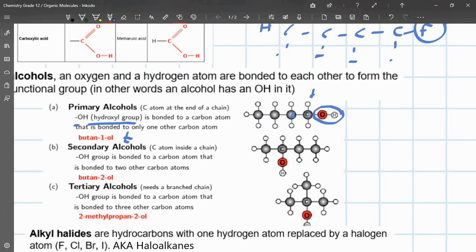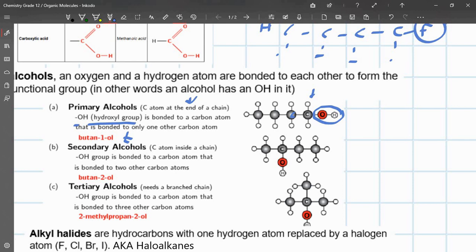A lot of the time you won't really do this. You'll say butanol, especially if it's just one. But the number helps tell which atom the carbon is bonded to. So this is when the carbon atom is at the end of the chain, the hydroxyl group is at the end of the chain.